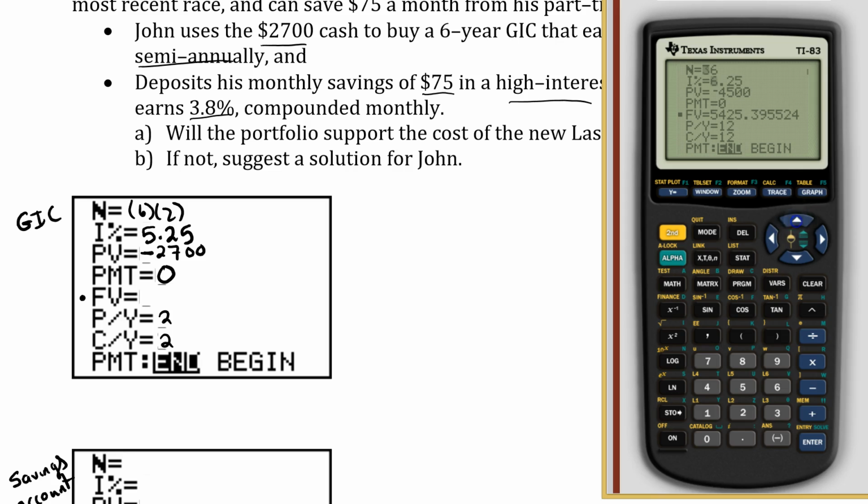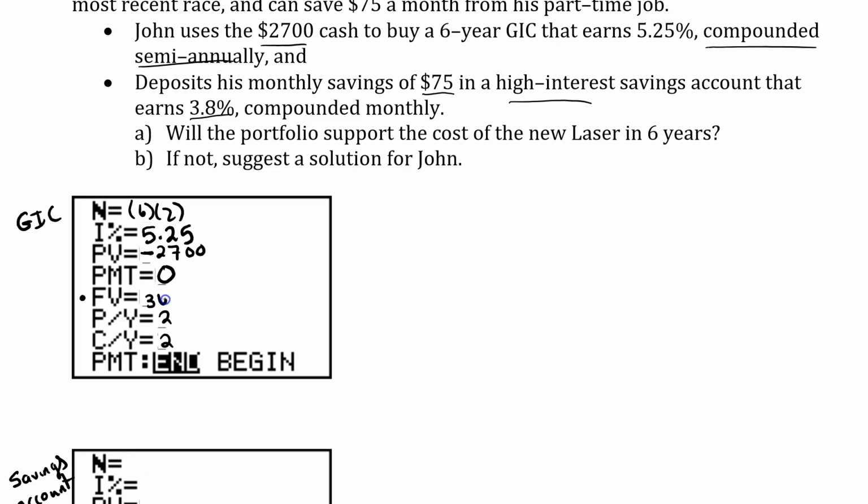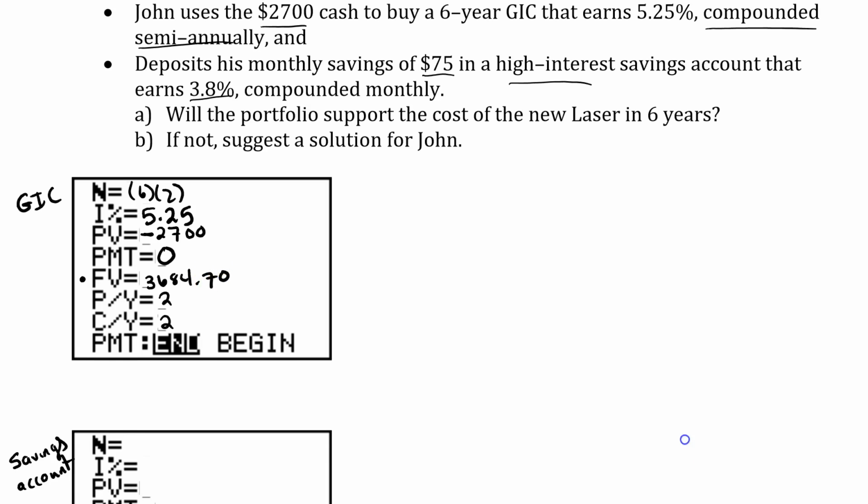So let's go back up here. Make this one work for us. So we're going to have 12. This is going to be 5.25. This one's going to be negative $2,700. The payment is going to be 0. Future value, we're going to come back to it. PY and CY are both 2. So the future value here is alpha, enter. $3,684.70. Good. Well, that was easy.